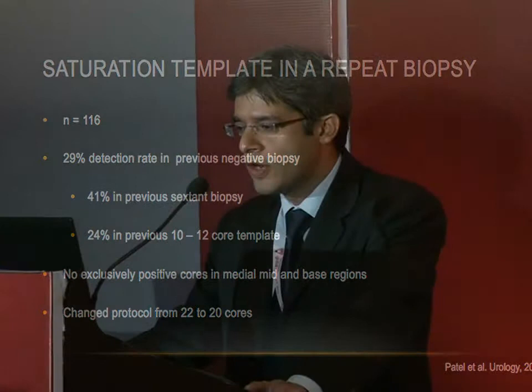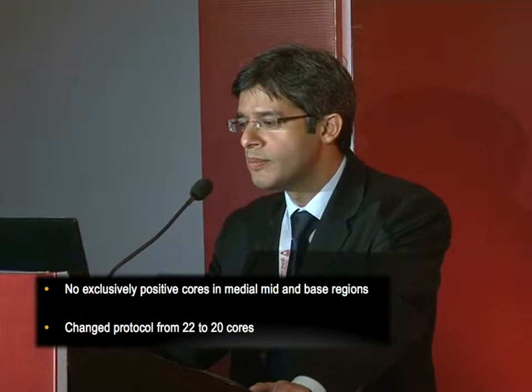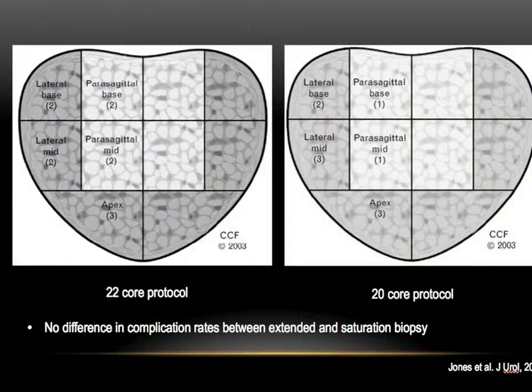It was also found in this study that there were no exclusively positive cores in the medial, mid, and base regions. Therefore, after this study, the Cleveland Clinic changed their protocol from the one on your left, where 22 cores were taken, with two cores each from the parasagittal base and parasagittal mid, which also included part of the transitional zone, to only one biopsy from the parasagittal base and mid on both sides. So this was the 20-core protocol that is now advocated by the Cleveland Clinic in their latest papers.